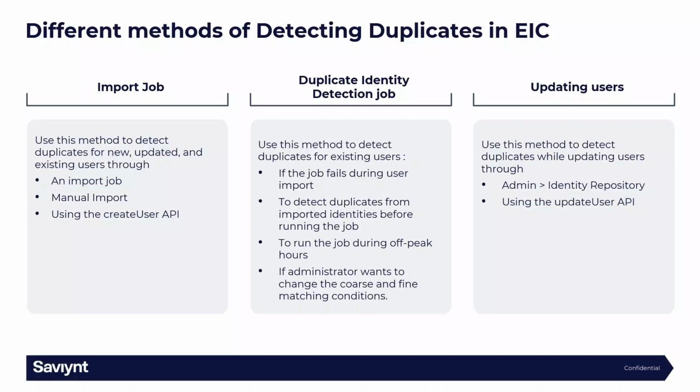This method is used to periodically run the duplicate identity detection job during off-peak hours to see if any identities are missed during the import process. Moreover, this approach is used if the administrator wants to change the coarse matching and fine matching conditions and retroactively identify duplicates within existing users post the import process. EIC detects duplicates while updating users through the identity repository or using the Update User API. The duplicate detection is invoked only if the Enable Match process during user import option is enabled in global configurations.